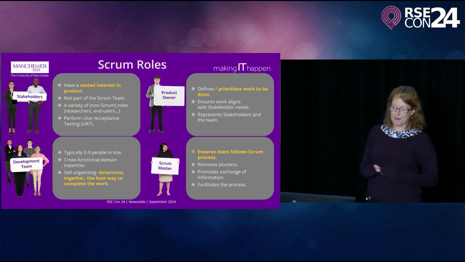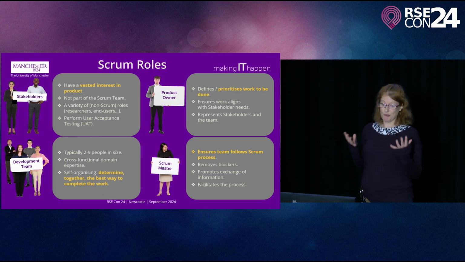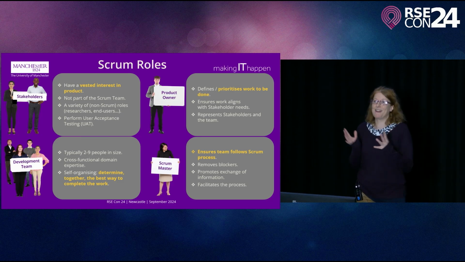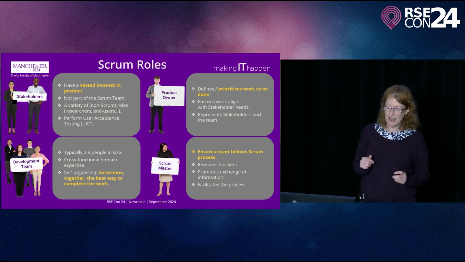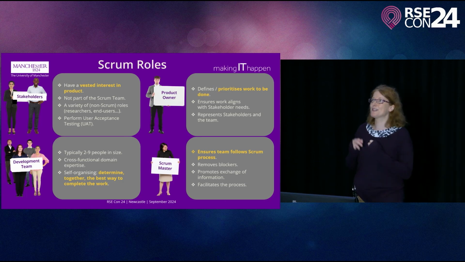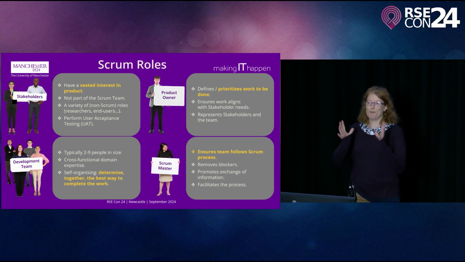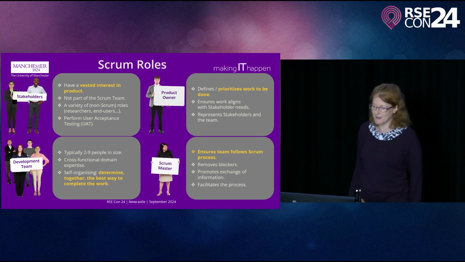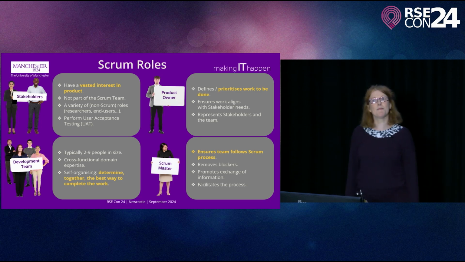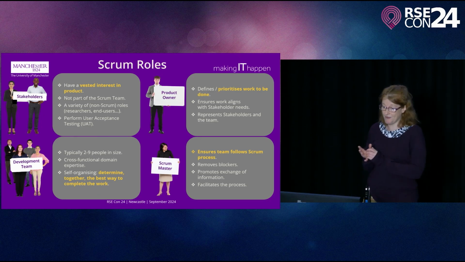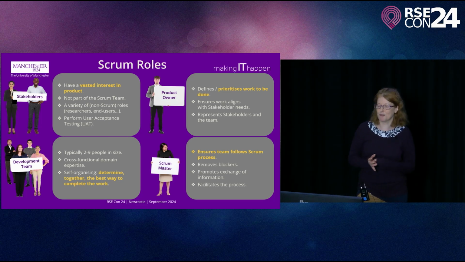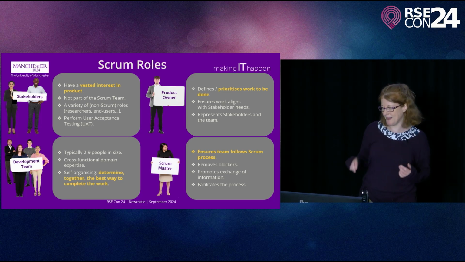The development team are typically 2 to 9 people in size in a typical Scrum team. They have cross-functional domain expertise, which means they can join in on anything that's part of the project. They're self-organising, and they determine together the best way to complete the work. So it's very much bottom-up organisation rather than coming down from the top. The Scrum Master ensures that the team follows the Scrum process, so they are in charge of removing any blockers that the development team have, promote exchange of information, and they just generally facilitate the process and make sure it's working properly, and chair a lot of the meetings, as we'll see.